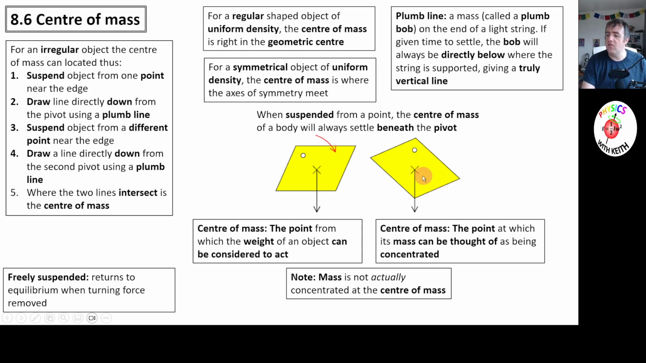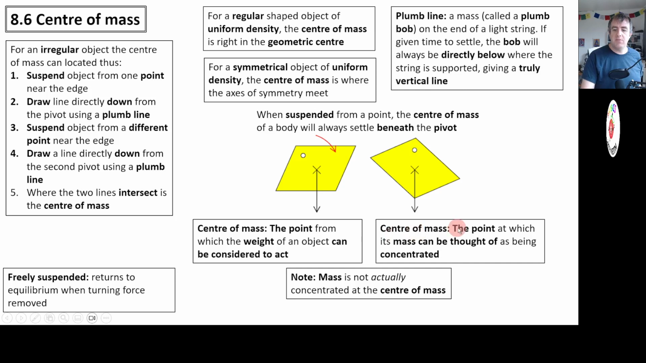Another way of defining centre of mass is the point where you can imagine all the mass is concentrated. Again, it isn't actually concentrated there. In fact, the centre of mass could be a point in empty space. Take a donut, the centre of mass is in the hole, isn't it? It's right in the middle. There's no mass actually there. But that is the centre of mass, the point at which we can think of the mass being concentrated, but it's not actually. So this is the idea of centre of mass.